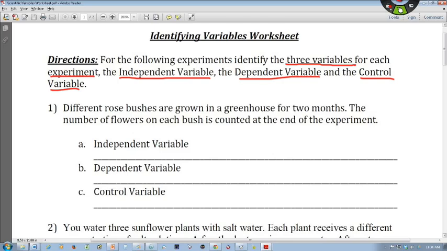And the dependent variable is the variable that may or may not change in an experiment because of the manipulation of the independent variable by the scientist. And the scientist usually does not know the dependent variable before the experiment is run.